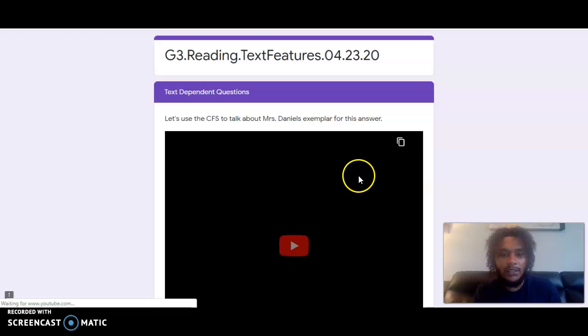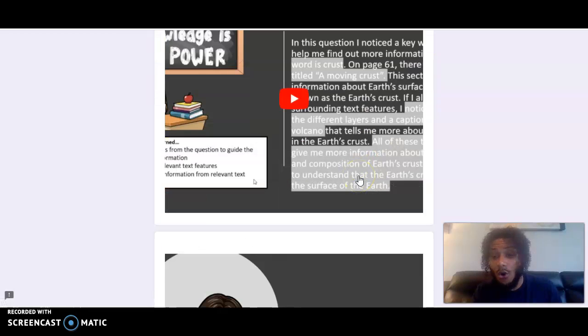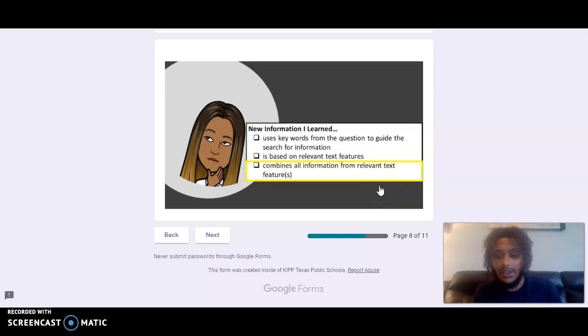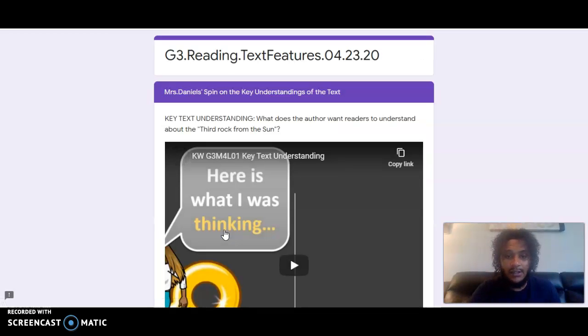I'm going to move on. I'm not going to go over Miss Daniels' exemplar, but you see the word is crust. A moving crust tells me about that. To understand the earth and the earth's surface through the picture, we were right on track. She's just highlighting the text feature, the most important part of the thinking steps that we said, finding relevant text features, meaning they relate, they're relevant, they relate.